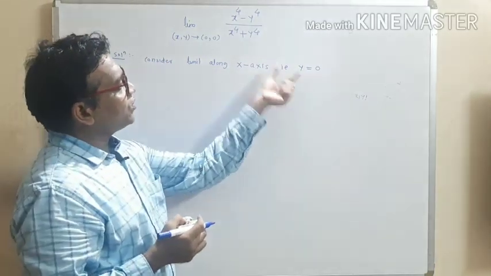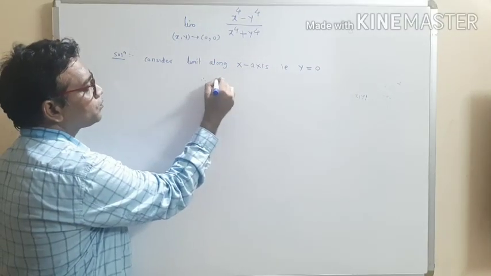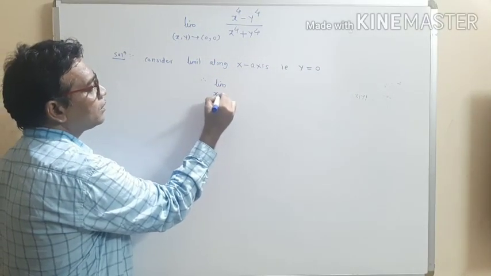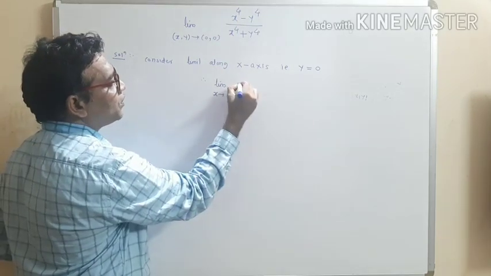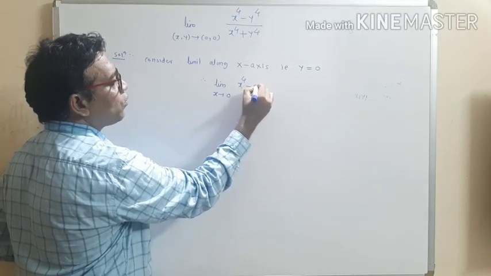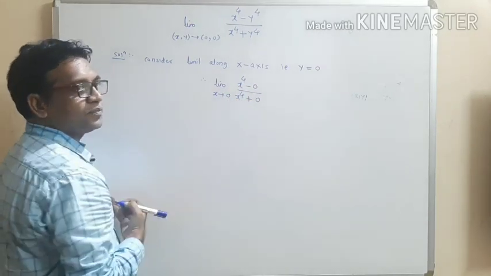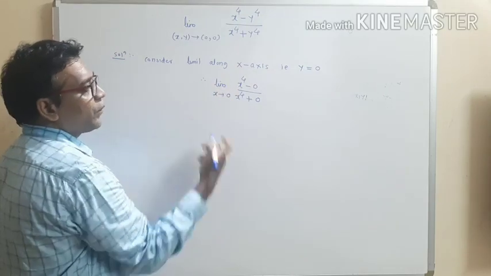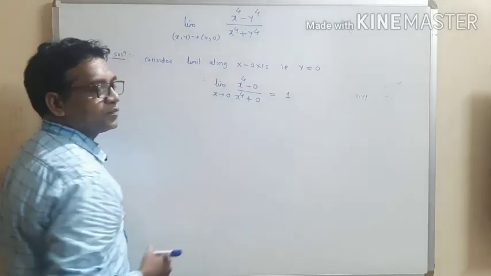So now put y equal to 0 in the given function. So write down, therefore, we get limit x tends to 0. Now put y equal to 0. So we get (x raised to 4 minus 0) divided by (x raised to 4 plus 0). So x raised to 4 upon x raised to 4 gets cancelled. So this is equal to 1.